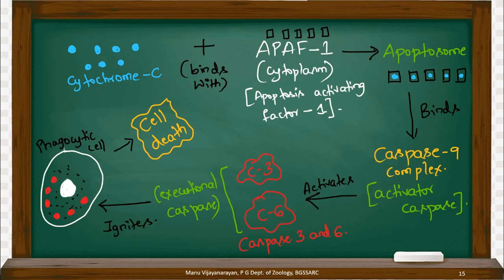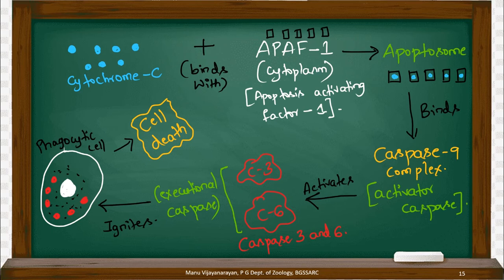The proteins that are coming from the mitochondrial matrix into the cytoplasm now attach to a separate complex that is present in the cytoplasm called the APAF1 complex, that is apoptosis activating factor 1. So the binding of cytochrome C to apoptotic activating factor 1 enables the formation of something called the apoptosome. Formation of the apoptosome initiates the cascade mechanism of caspase complexes.